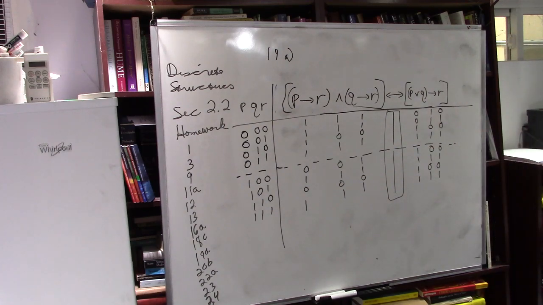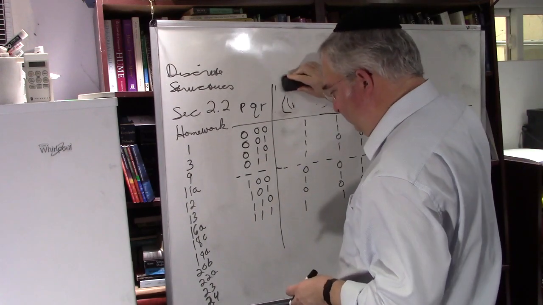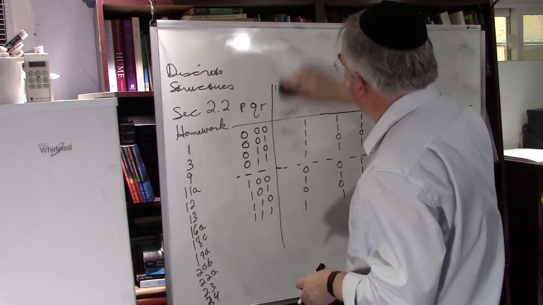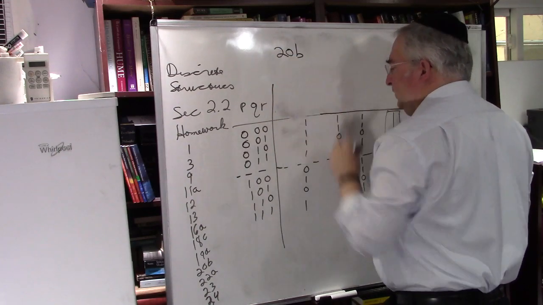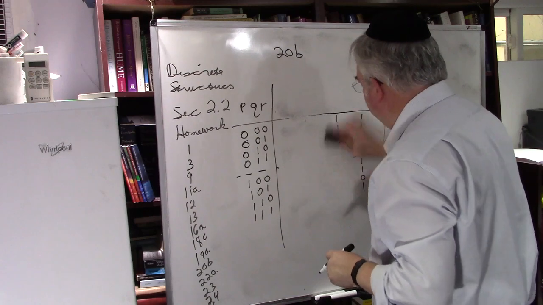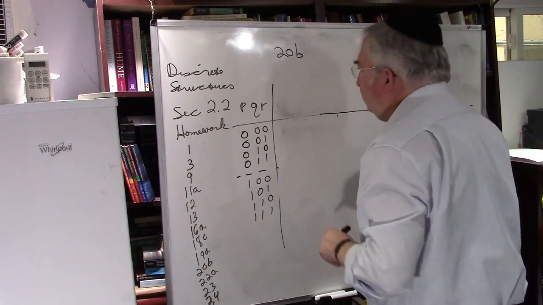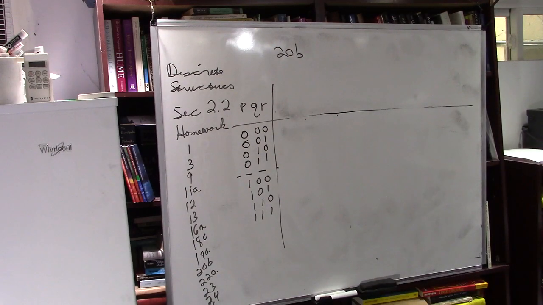20B. Verify the following logical implication using truth tables. Disjunctive syllogism, number 21. Okay, 21. P or Q and not P. Okay, so what is this? This is 20B. Okay, let me erase what's in here. We just saved a lot of time rewriting this. Okay, so what's P? 21. This is just P or Q and not P.